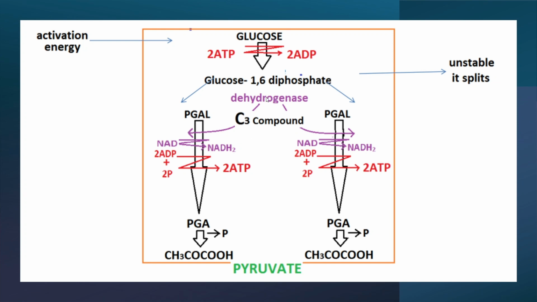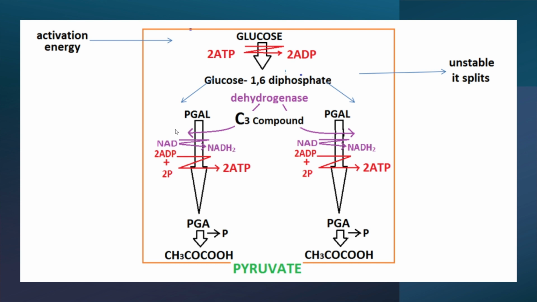Now remember the enzyme dehydrogenase. It catalyzes, meaning it accelerates, the removal of a hydrogen. So it removes the hydrogen from the C3 compound. And remember, whatever we do on this side, we do the same on that side. But I'm going to explain from this side. So we now remove the hydrogen. We remove two, because here you can see there's two.